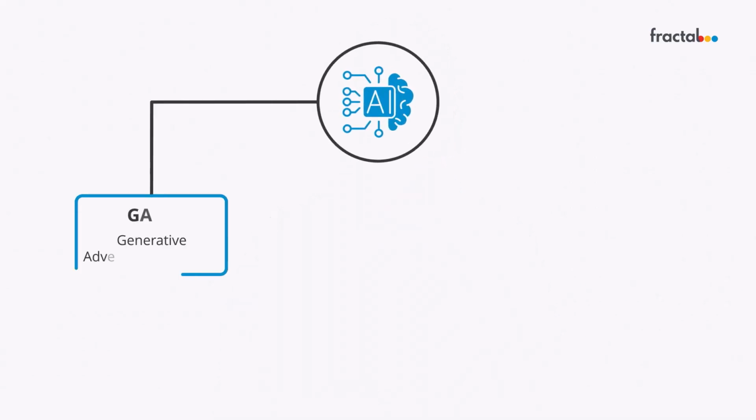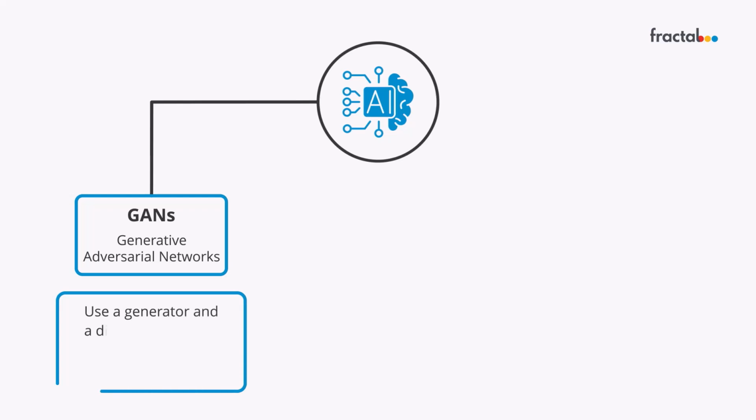Generative adversarial networks, or GANs, use two neural networks, a generator and a discriminator, that compete with each other. The generator makes new data, while the discriminator checks if the data looks real. This process helps the generator improve, making its outputs look more and more like real data. You can think of this as a forger trying to create a convincing fake painting, with the discriminator being the art critic who decides if the painting is real or fake.